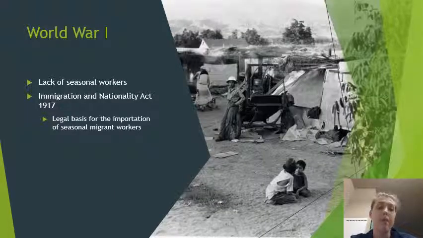During World War I, our men were being sent off to fight in the war, and we had a lack of agricultural workers. This started the Immigration and Nationality Act of 1917, and this actually gave a legal basis for the importation of seasonal immigrant workers.